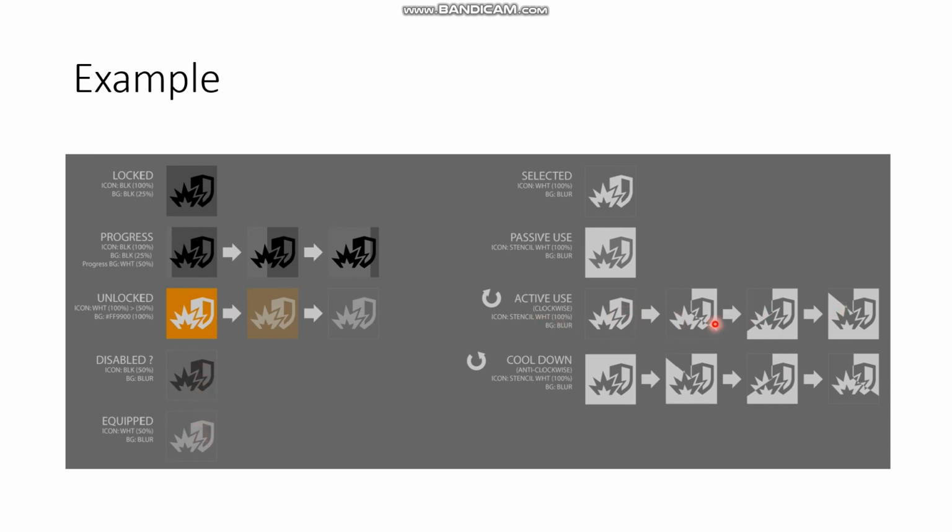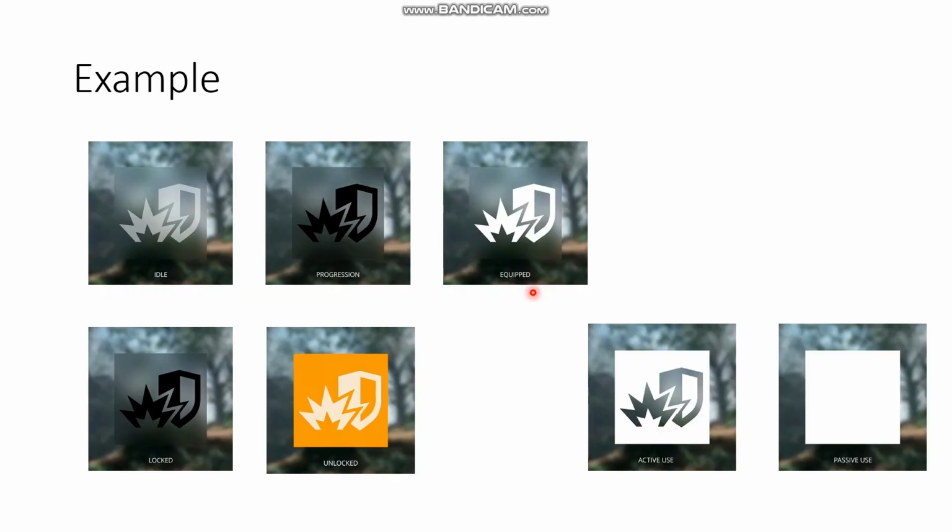We also have active use, cooldown, and passive use. Active use is like this because it has the loading bar. Same with cooldown. Active and cooldown are in contrast, or contrary to each other. Let's see how it goes. This is idle, this is progression, you see it has a progress bar. Equip, we cannot touch anything, but it's different from idle here.